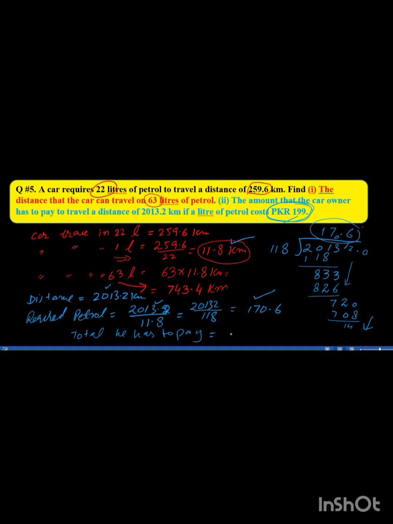So how we will get? You will get 170.6 multiplied by 199. So after multiplication, what answer you get? You also share with me. So you have to multiply with yourself, right? So come to the next question now.